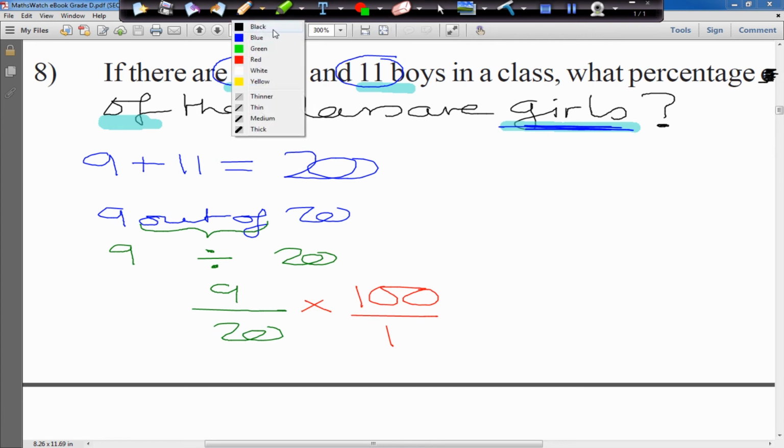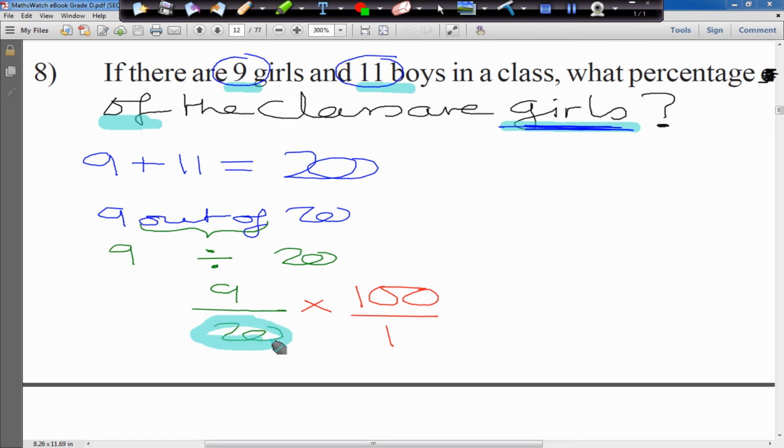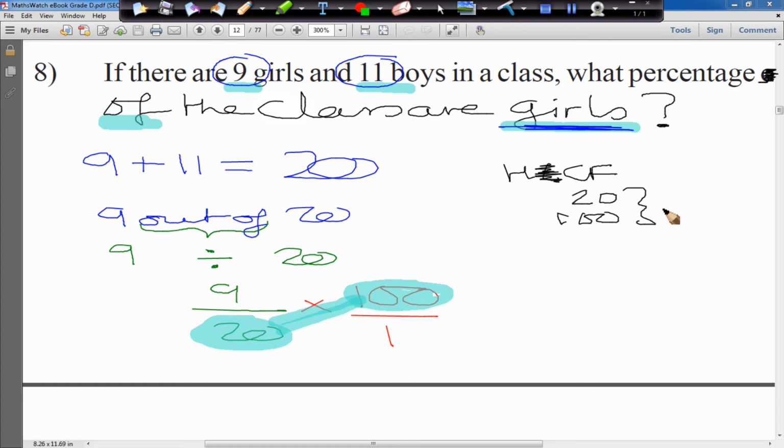Now we need to cancel. So we look at this diagonal over here. There's nothing here. The 1 is really as simple as it can be, so you can't cancel this way. You look this way. So now we're looking at this diagonal, and we're going to cancel that way. So what do we cancel it by? We're going to cancel it by the HCF, the highest common factor, of 20 and 100. The biggest number that goes into them both is 20. So I'm going to divide that by 20. 100 divided by 20 is 5. And 20 divided by 20 is 1.